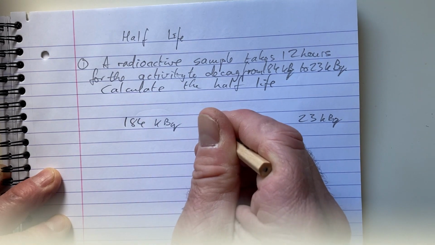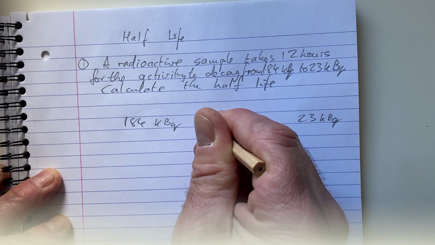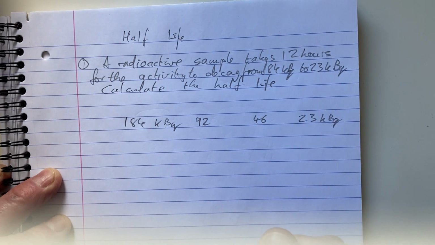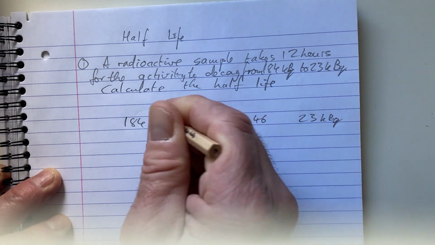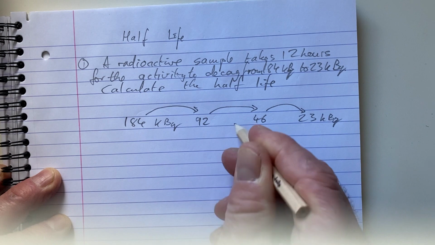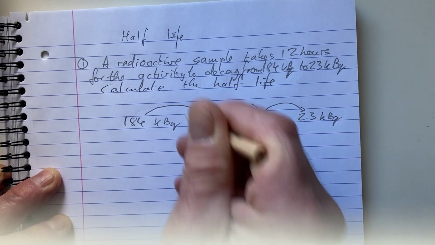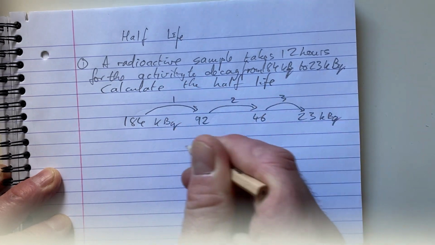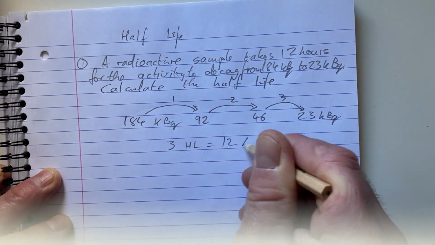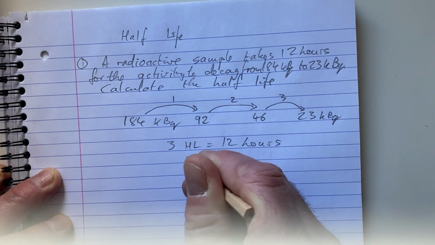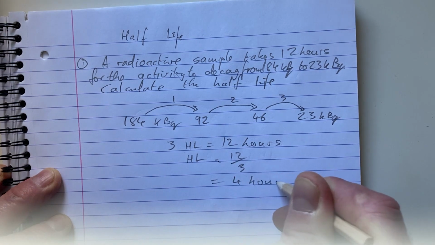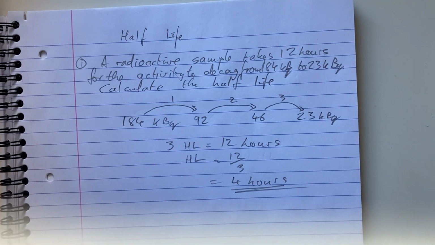So half 184 we'll get to 92, and then half 92 we'll get to 46, and half that to get to 23. So you've got 4 sets of numbers, but there's only 3 half-lives. So when you're setting this out, show the number of half-lives by this sort of looping arrow here, because that's 1, 2, 3 half-lives. So 3 half-lives are 12 hours. So 1 half-life is 12 divided by 3, which is 4 hours, and that's your answer.